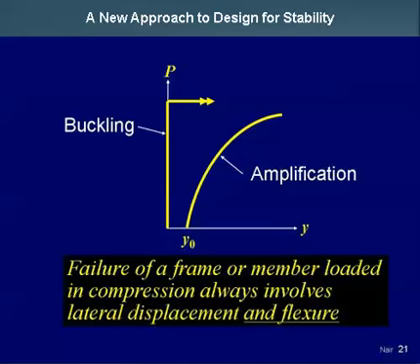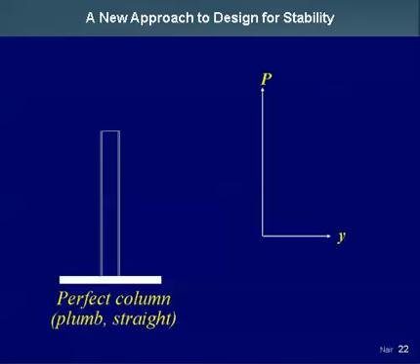And what that means, though, is that failure of a frame or a member loaded in compression always involves lateral displacement and flexure, because anytime you have lateral displacement, you always have flexure. So there's no such thing as a pure compression failure. Even if the load you apply is pure compression, the actual failure is going to involve a lot of flexure. And let's see how that works.